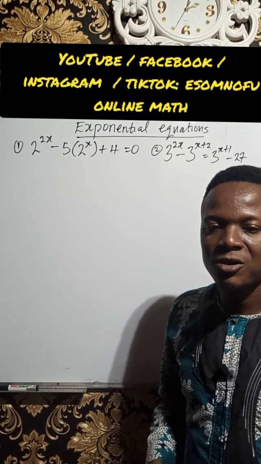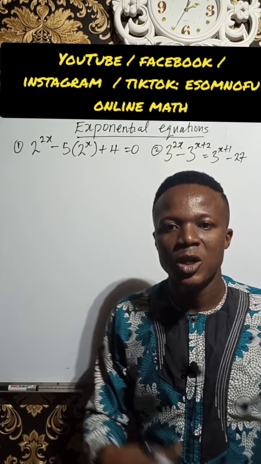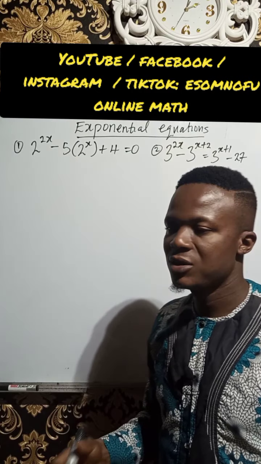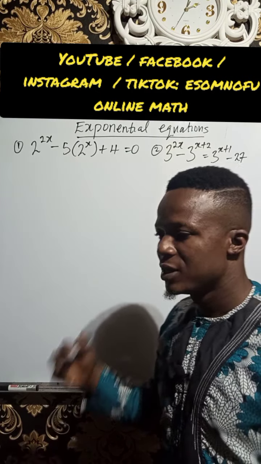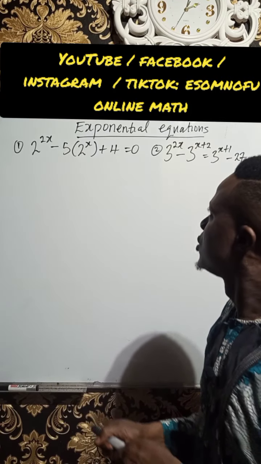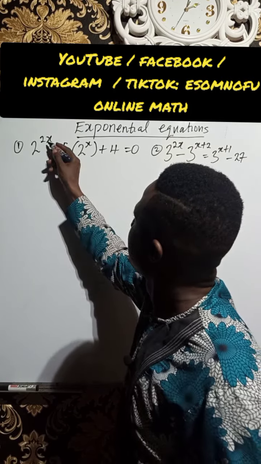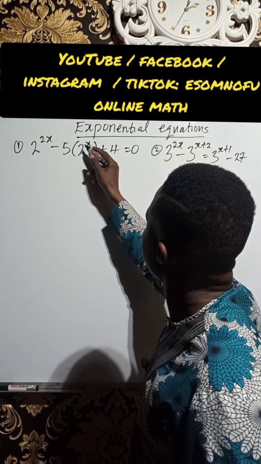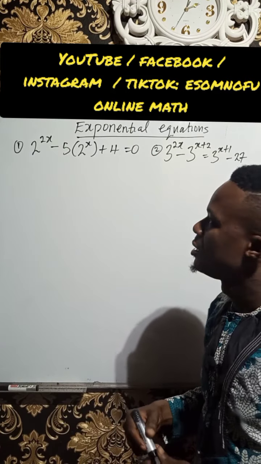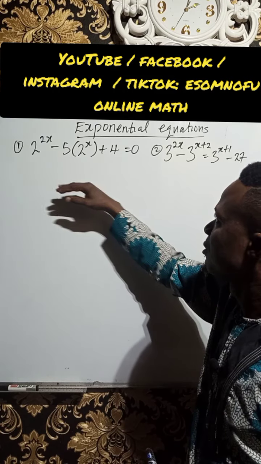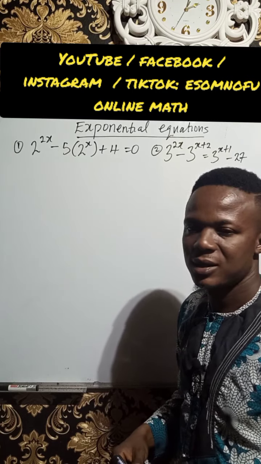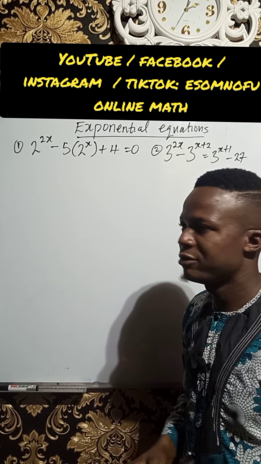In this video we are going to discuss exponential equations, but in this particular form we're going to see those kinds of exponential equations that will lead to quadratic equations. In the first one we'll have 2^(2x) - 5 × 2^x + 4 = 0. At this point you cannot solve this equation exactly the way it is. You have to do certain things to it before it will be solvable.